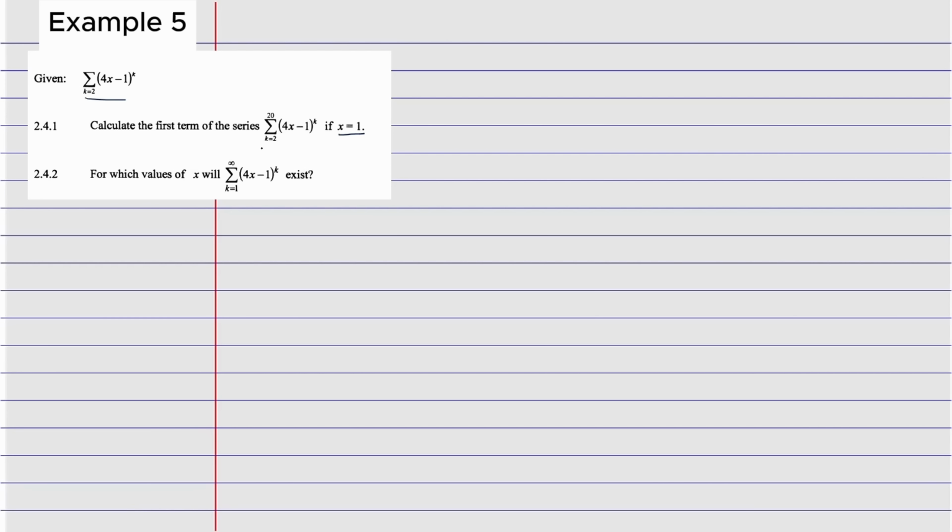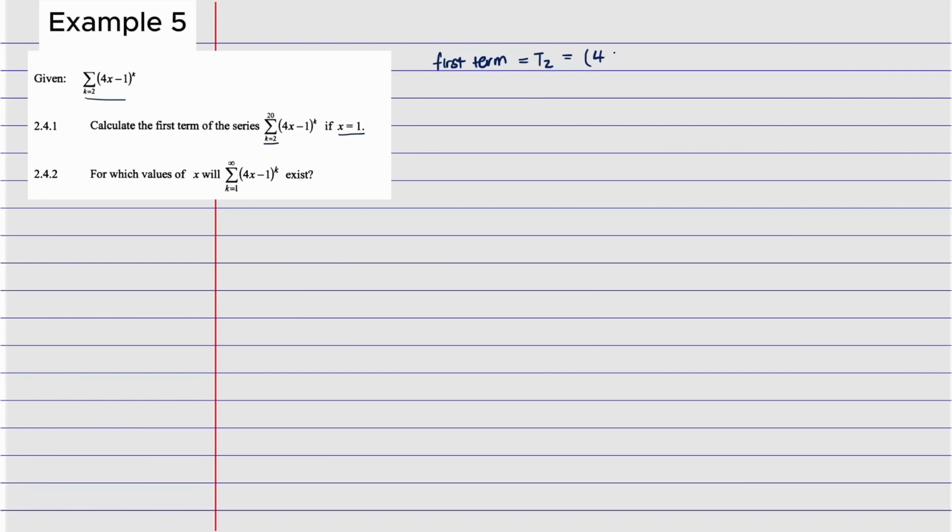So the first term here is going to be t2, because we're going to start at k equals 2. I hope that makes sense. Our first term in sigma notation is determined by where we start, and here we start at 2. So it's going to be equal to 4.